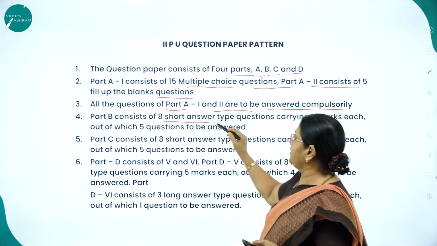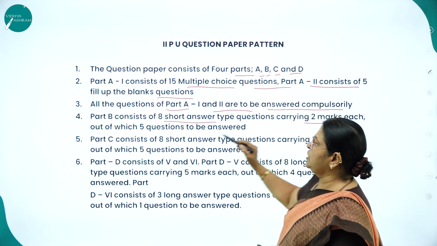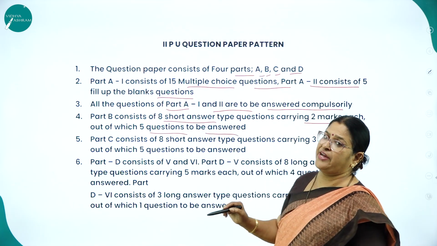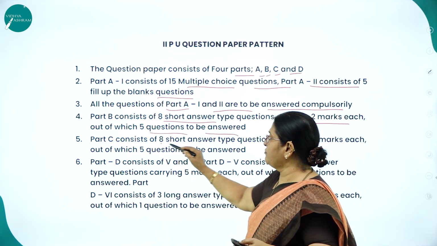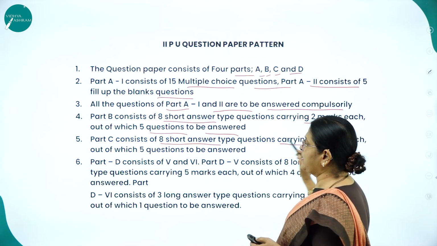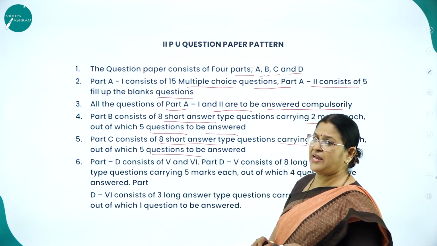Then part B consists of 8 short answer questions carrying 2 marks each, out of which you are going to answer how many questions? 5 questions. Then part C consists of 8 short answer type questions carrying 3 marks each, out of which 5 questions are to be answered.